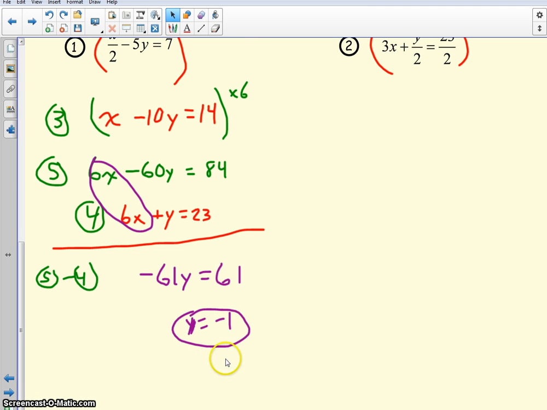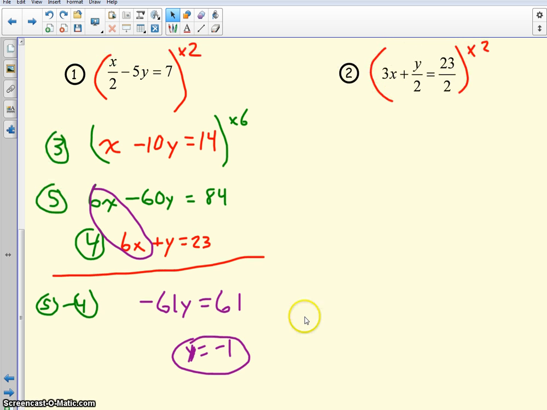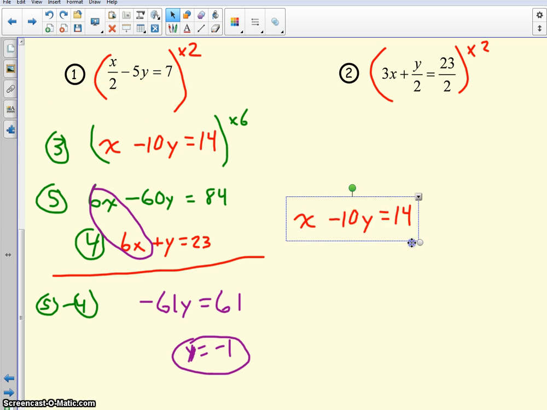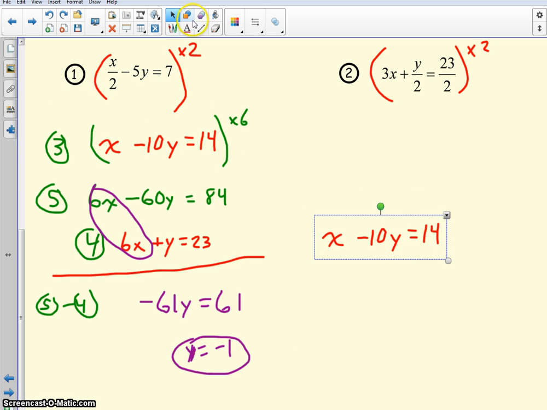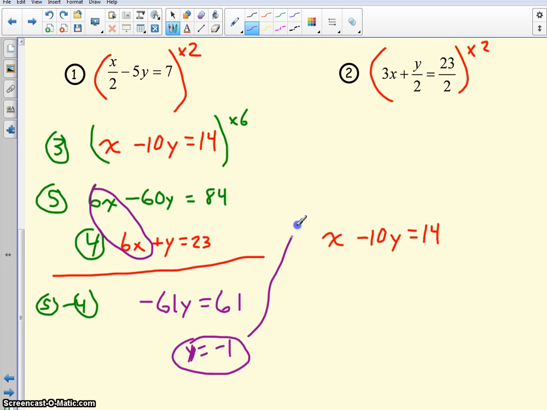So from here, just like before, you've got to use another equation to solve for x. You can use one of the original ones here, or you can even use the fact that you've already simplified number one, you have x minus 10y equals 14. So if we use that one again, it's a little bit easier if we want to avoid working with fractions again to substitute the y equals negative 1 into there to get our final answer. So make the substitution. You can solve for x there, and by my math that gives me x equals 4.